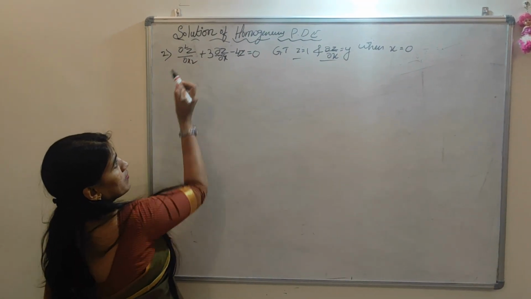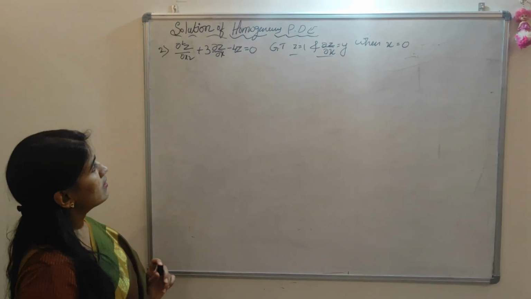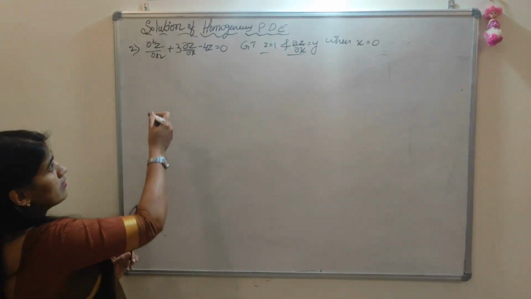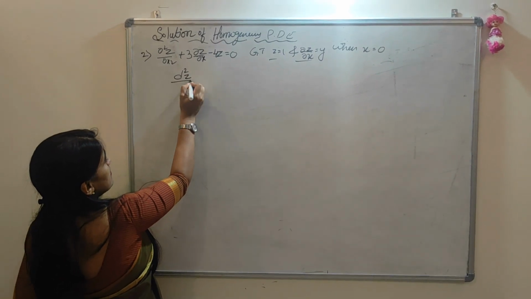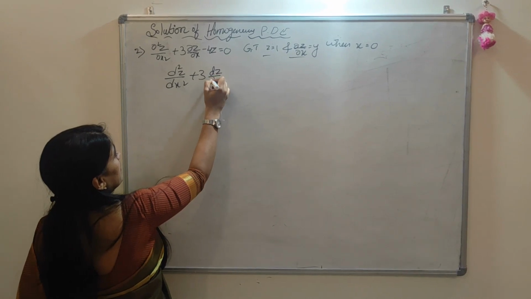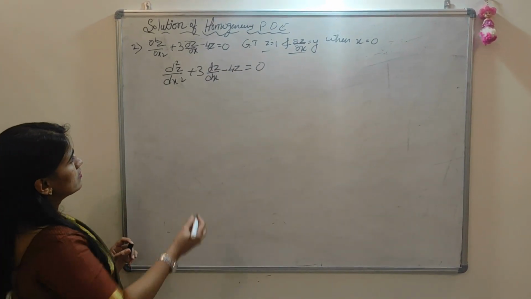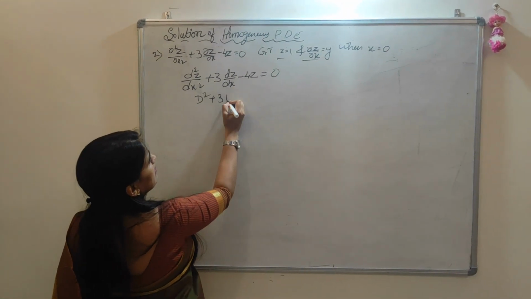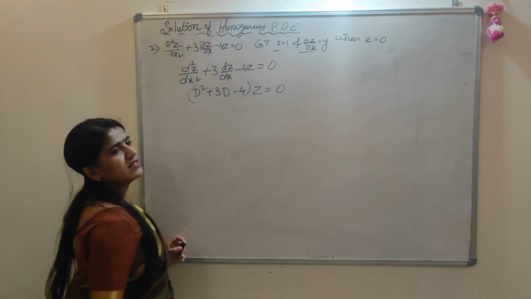Here we can observe that the second derivative of z with respect to x, the second term ∂z/∂x, and −4z are all derivatives with respect to x only. So I can write it as d²z/dx² + 3 dz/dx − 4z = 0, that is (D² + 3D − 4) z = 0.